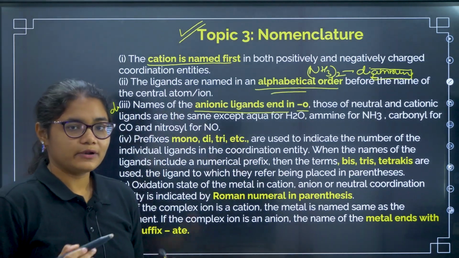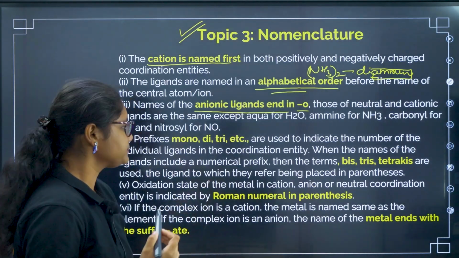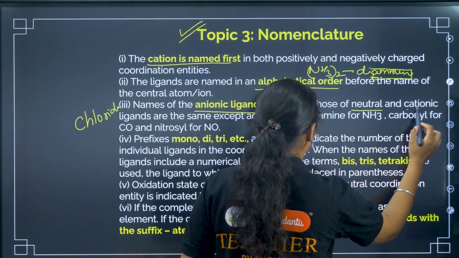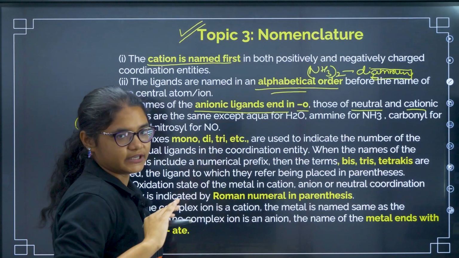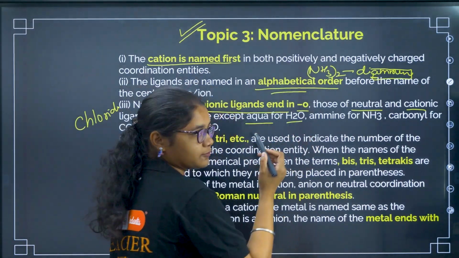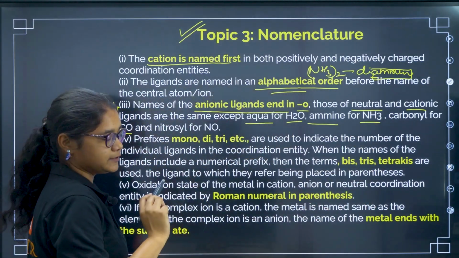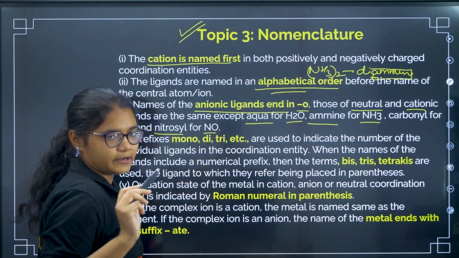Similarly, fluorido, bromido, like that we'll get. So all the ligands which are having negative charge will end with O. And those which are neutral and cationic ligands, there is no change for them. Certain ligands have a different name: aqua is used for water, amine is used for NH3, carbonyl is used for CO, and nitrosyl is used for NO.